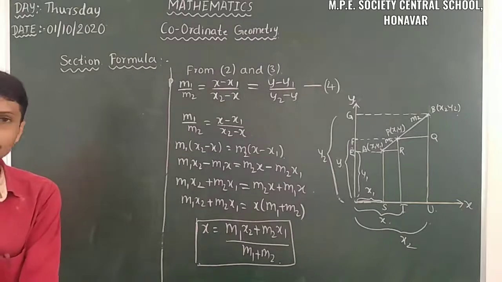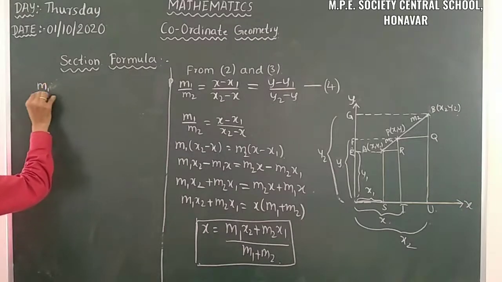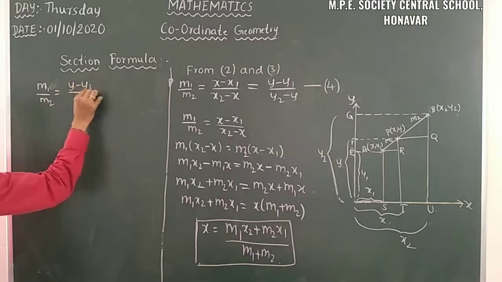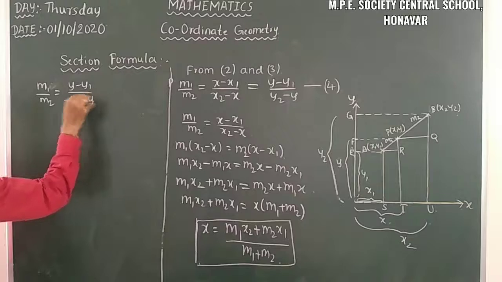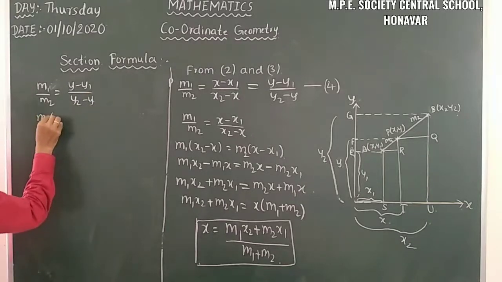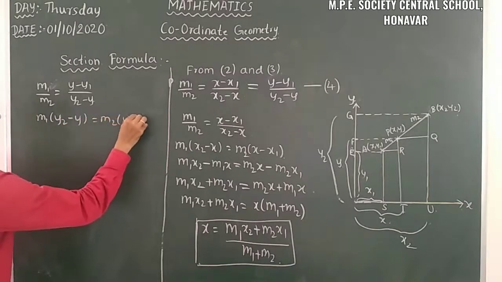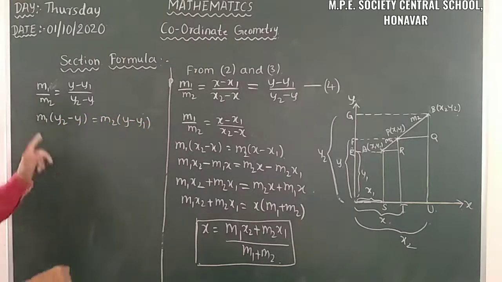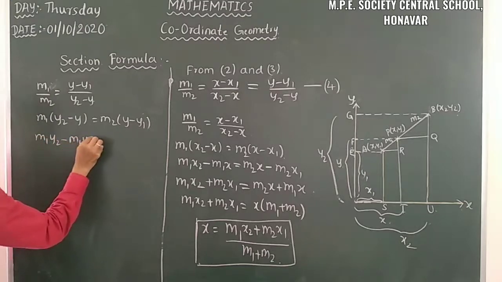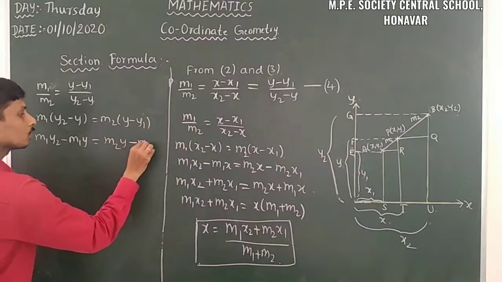Yes, let us take the same step here. So it is m1 by m2 is equal to y minus y1 divided by y2 minus y. So after that we have to transpose the things. m1 into y2 minus y is equal to m2 into y minus y1 here. m1 y2 minus m1 y is equal to m2 y minus m2 y1.